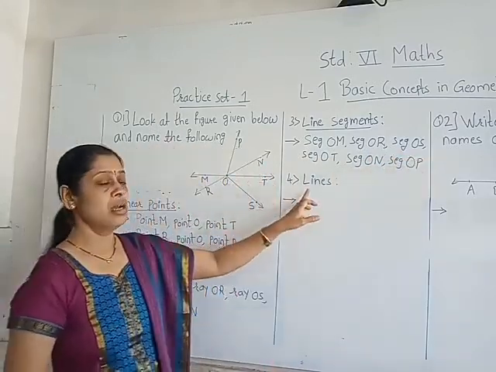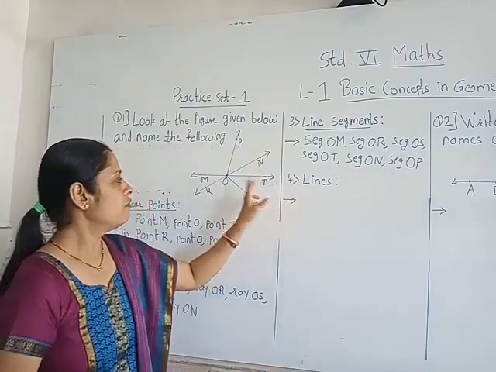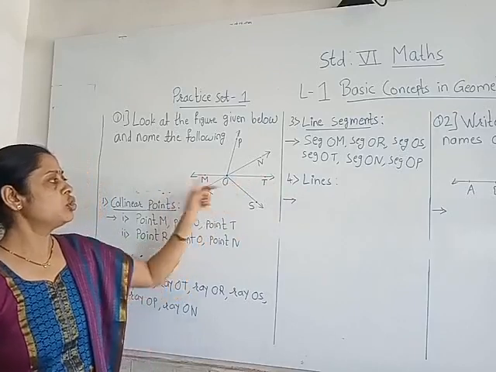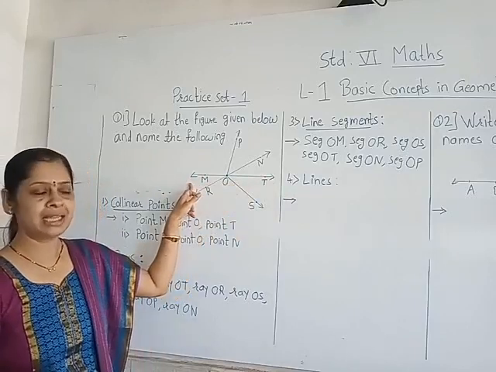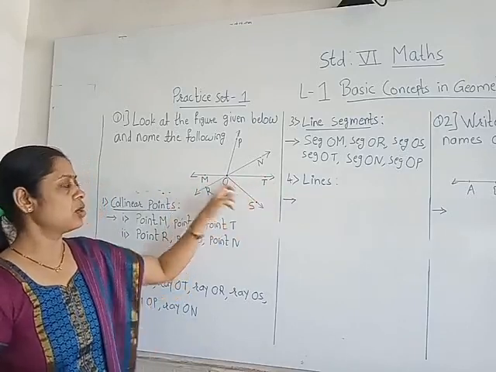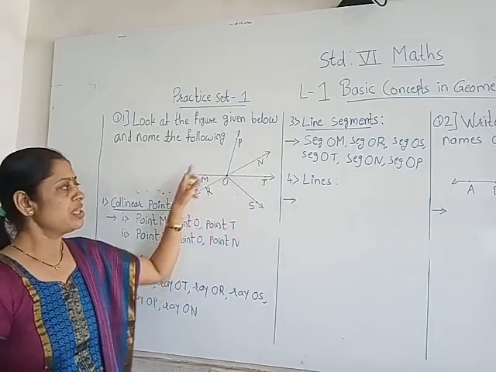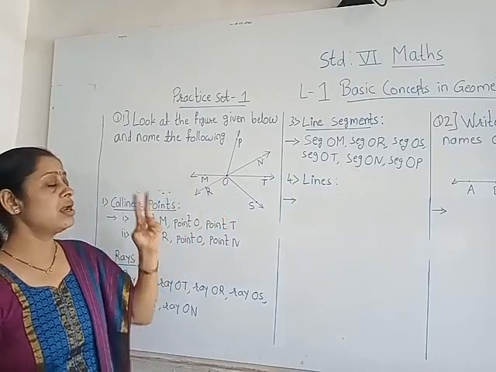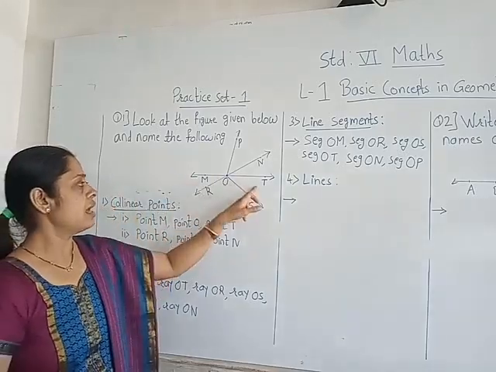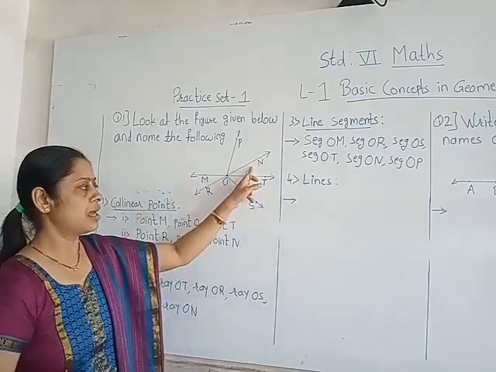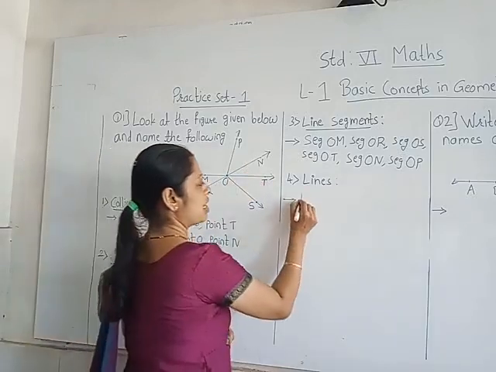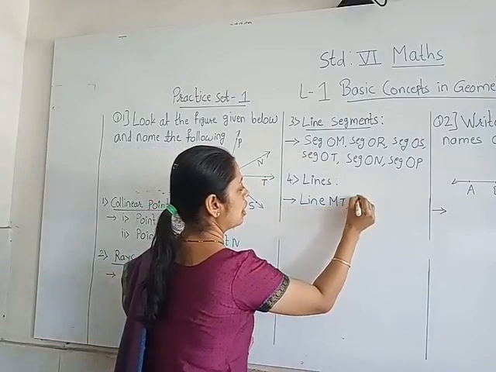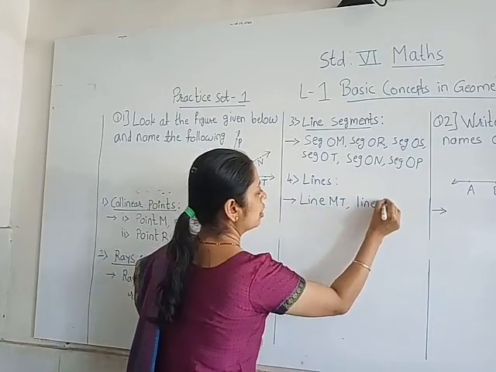Now we will find lines. We know that line is having 2 arrowheads which indicate that line can extend on both sides. So in this figure, how many lines are there? There are 2 lines, line MT and line RN. Write down the name of lines, line MT and line RN.